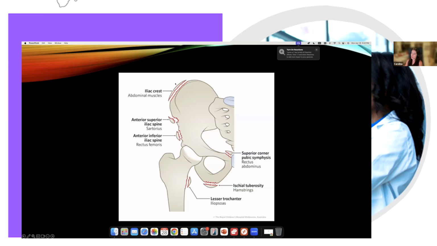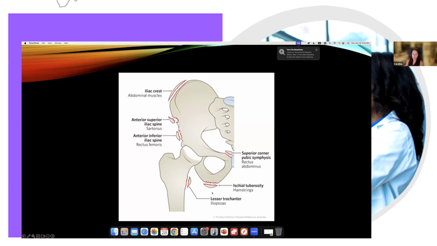So here are the different tendinous insertions on the hip. In the iliac crest, we have the abdominal muscles attaching over here. It is not a very common site of injury, but it can happen. As I told you, the anterior superior iliac spine, which is where the sartorius inserts, and the anterior inferior iliac spine, which is where the rectus femoris inserts, are part of the most common injuries, along with the ischial tuberosity, which is where the hamstring inserts.